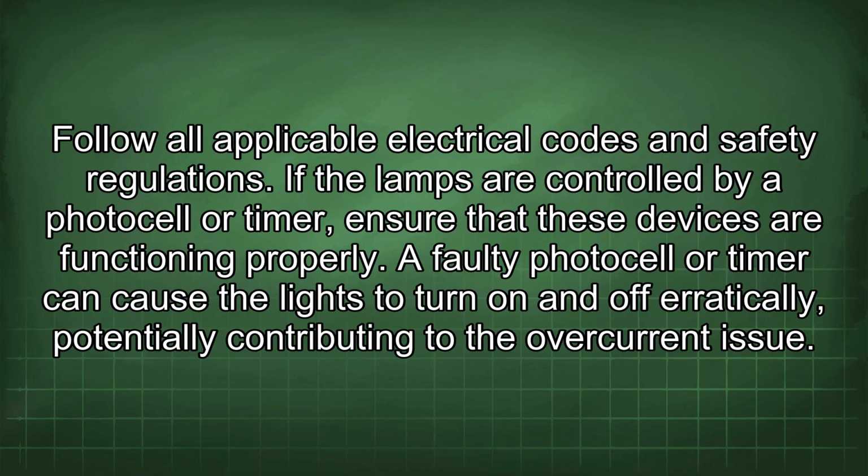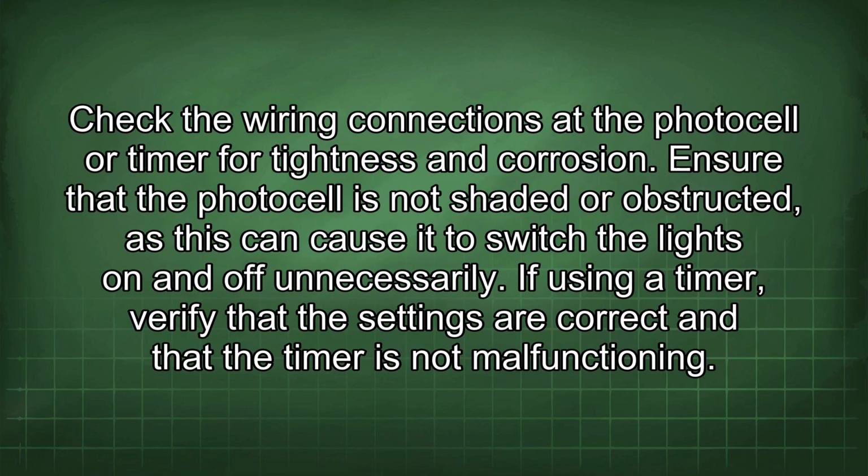If the lamps are controlled by a photocell or timer, ensure that these devices are functioning properly. A faulty photocell or timer can cause the lights to turn on and off erratically, potentially contributing to the overcurrent issue. Check the wiring connections at the photocell or timer for tightness and corrosion.